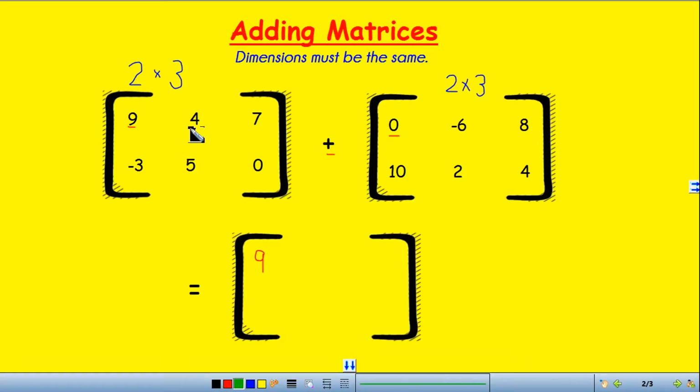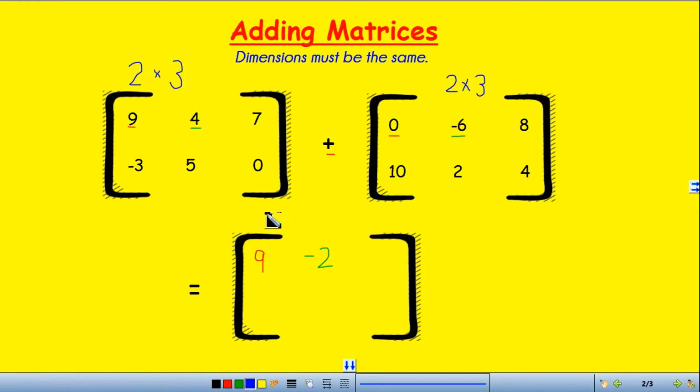We have 4, which is in our first row. It's the second number in the row, and it's in our second column on top. So what number corresponds over here? -6. So when we're adding, we'll say 4 plus -6, which gives us -2.